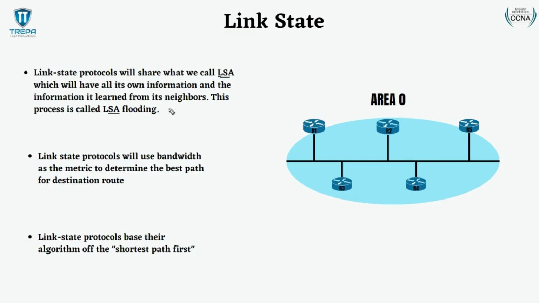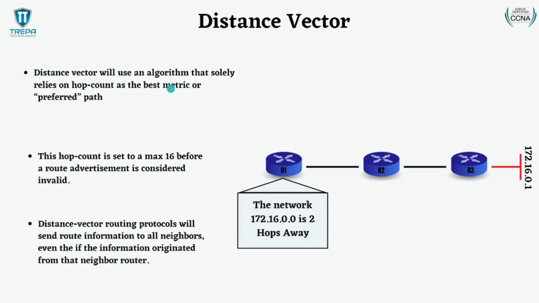Because when we go over OSPF, we're going to learn a lot about how a link state routing protocol works. OSPF and ISIS, even though they're different, are very similar in how they function. So when we deep dive into OSPF, if you ever have to learn ISIS, you're going to notice a lot of similarities. So now let's go over distance vector. Distance vector will use an algorithm that solely relies on hop count as the best metric or preferred path, which we went over. There is a max hop count, sort of a time to live, before something's considered invalid.